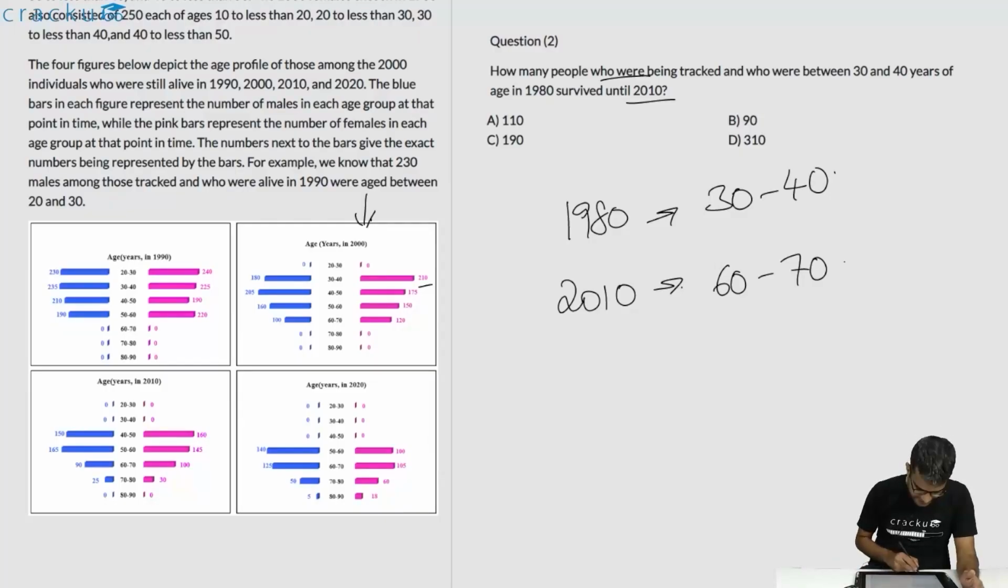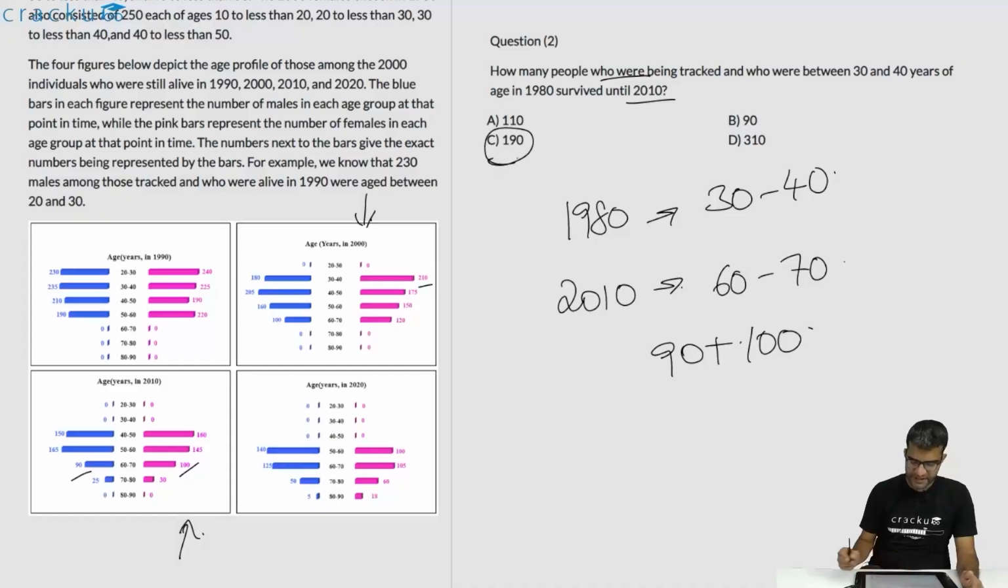So in 2010, that is this bar chart, how many men are alive between 60 to 70? That is 90. And how many women were alive? That is 100. So the total is 190. Let us look at the next question.